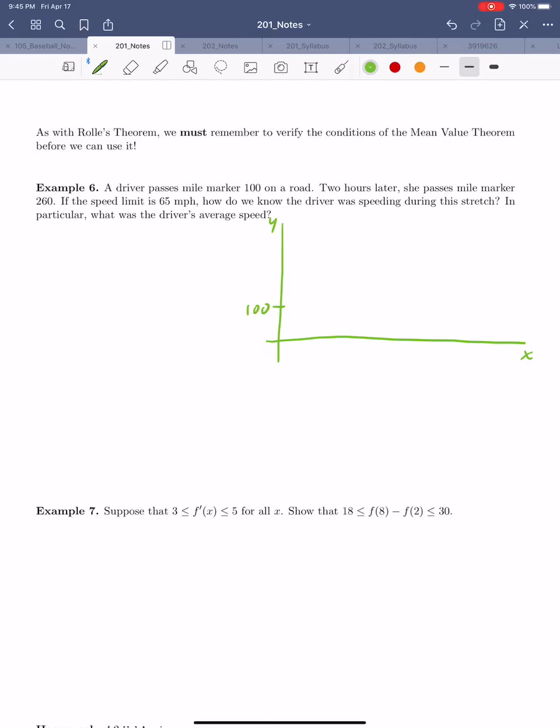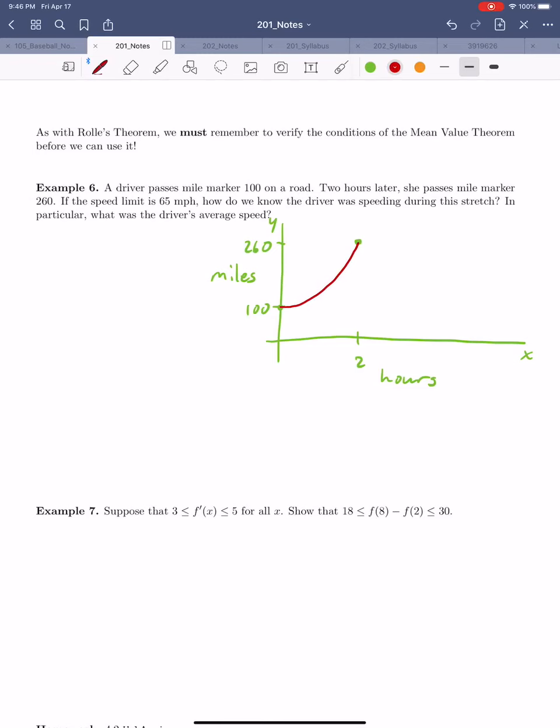Then, again, this graph is not going to be to scale here. Maybe if you want to think about it in terms of minutes, then you can. So we start here at (0, 100). After 2 hours, we're at mile marker 160. Maybe this is miles, this is hours. And maybe we'll say that we drove something like this.